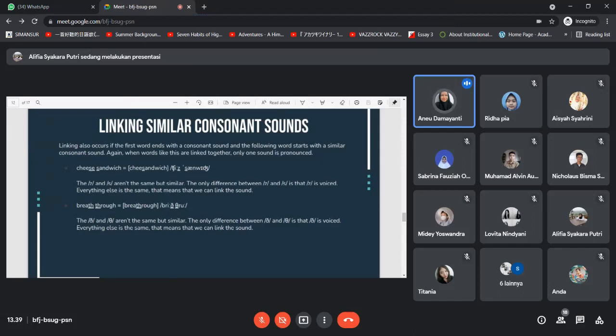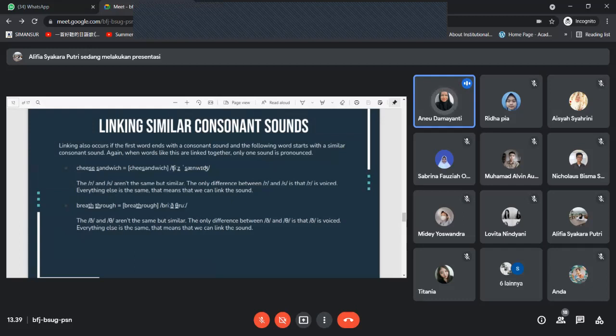Tapi kalau di similar consonant sounds itu yang paling lazim terjadi itu yang konsonan dua pasang, biasanya yang satu voice dan yang satunya itu voiceless. Jadi kayak misalkan di contohnya ini ada cheese sandwich. Yang pertama itu zah dan yang keduanya itu sah. Jadi kan ini dua-duanya konsonannya berbeda, tapi hampir sama gitu cara pengucapannya, hanya karena zah itu voice dan sahnya itu voiceless. Jadi zah sama sah itu masih bisa di link ya.